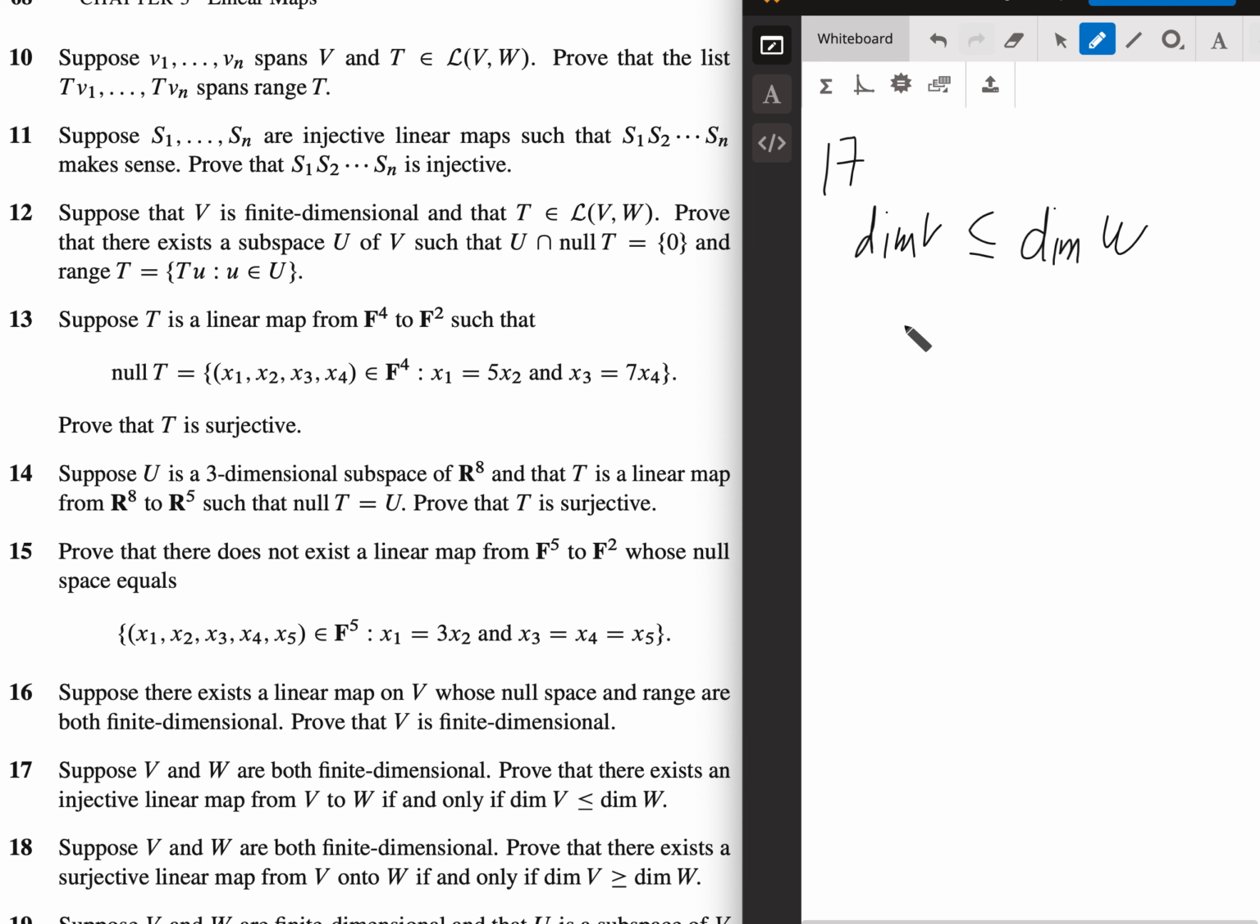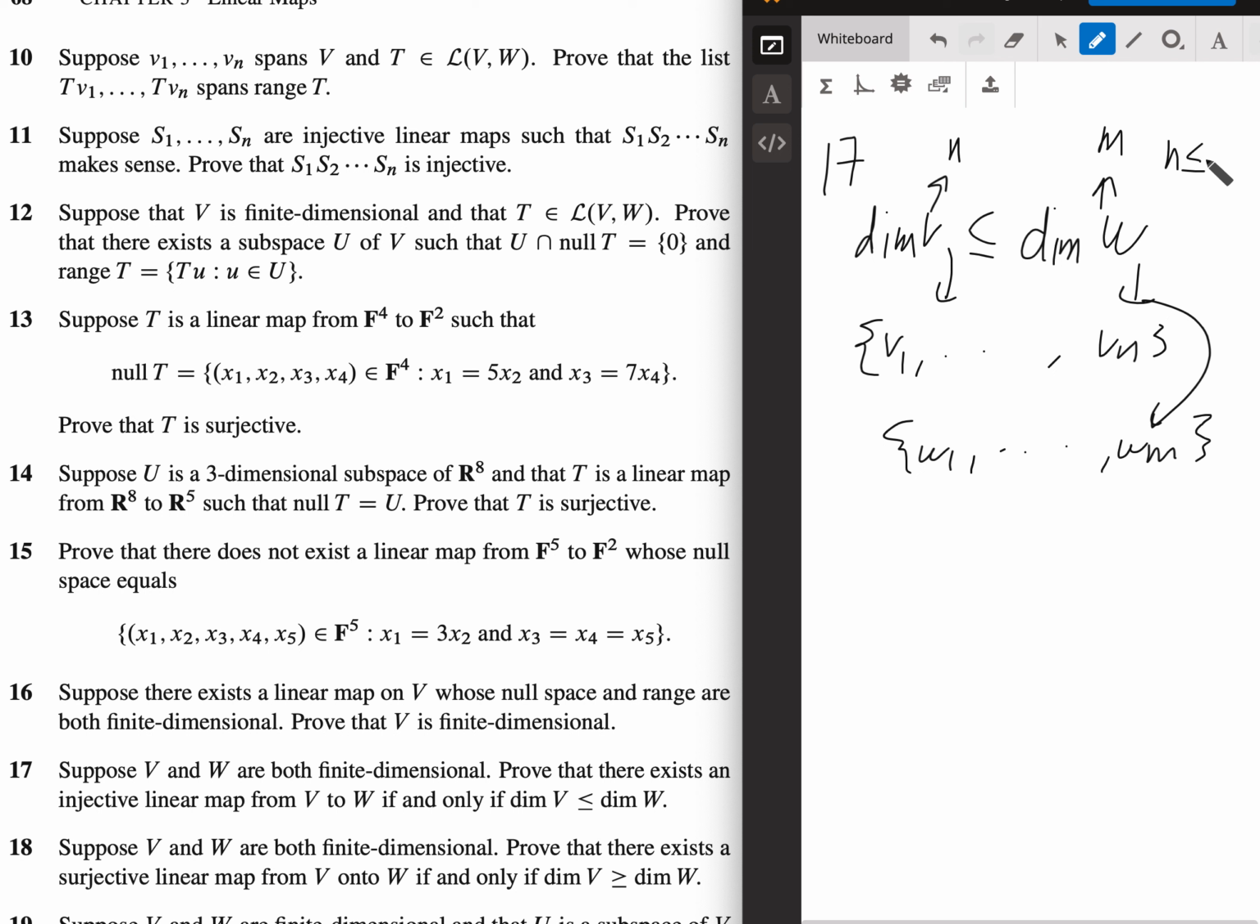And a lot of these questions you just gotta construct bases. I'm not sure what the plural of it is of these vector spaces. So let's give the dimension of V a name N and the dimension of W also a name M. And then construct a basis of V, V1 through Vn, and a basis of W, W1 through Wm. And it is known that N is less than or equal to M. So what you could do is take every single vector and map it to its corresponding counterpart. So T of Vj equals Wj for all j between 1 and n.